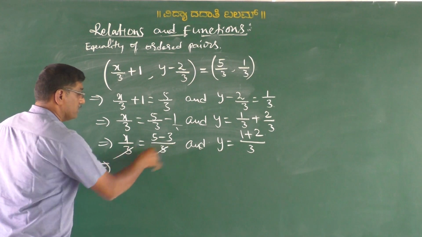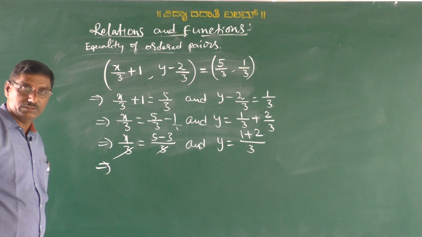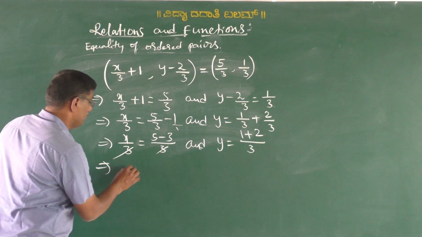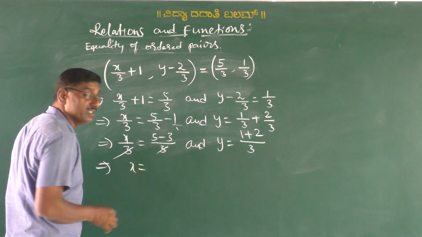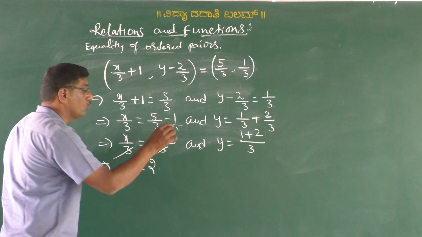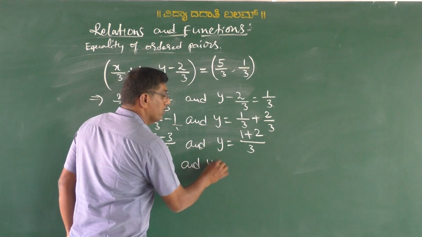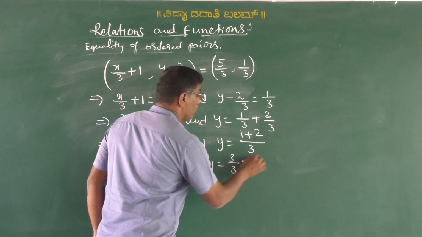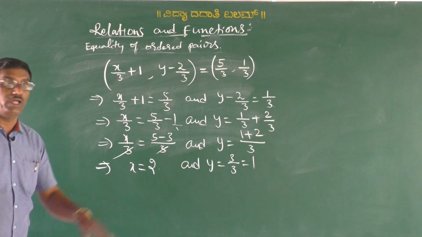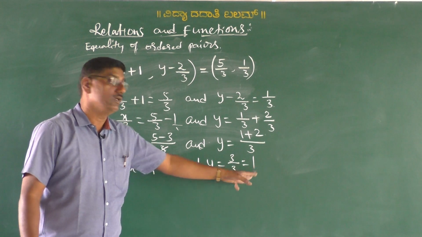Now 3 gets cancelled, isn't it? Yes, x is equal to 5 minus 3, how much is that? That is 2, and y is equal to 3 by 3, that is equal to how much? 1. These are the two values, x is equal to 2 and y is equal to 1.